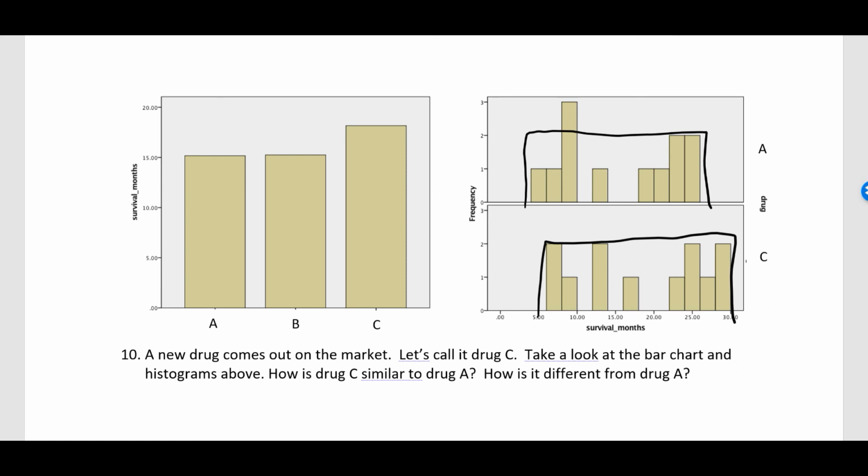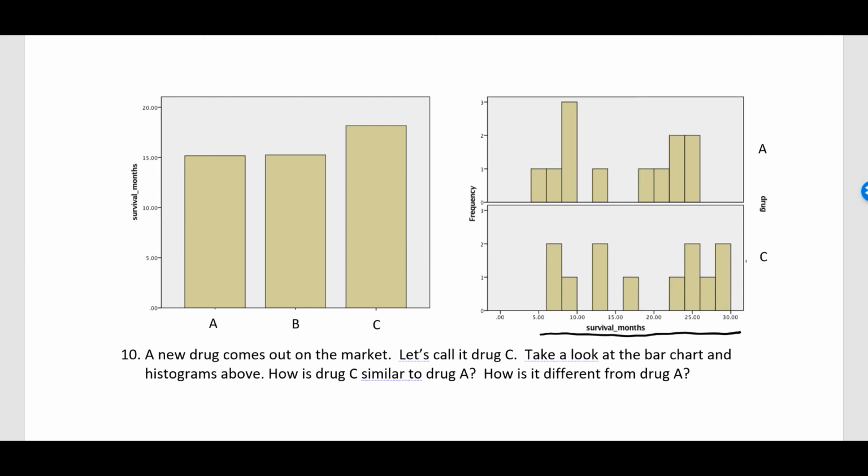It's similar in that we get a wide range of values and there's no one cluster. If anything, there's again this two cluster thing going on here. So the shape is not that different. Shape is pretty similar. Now, how is drug C different from drug A? Well, even if we're just looking at this histogram, we can see from A to C we're kind of shifting it a little bit, but it's harder to see that on the histogram. It's easier to see the difference between A and C on our bar graph.